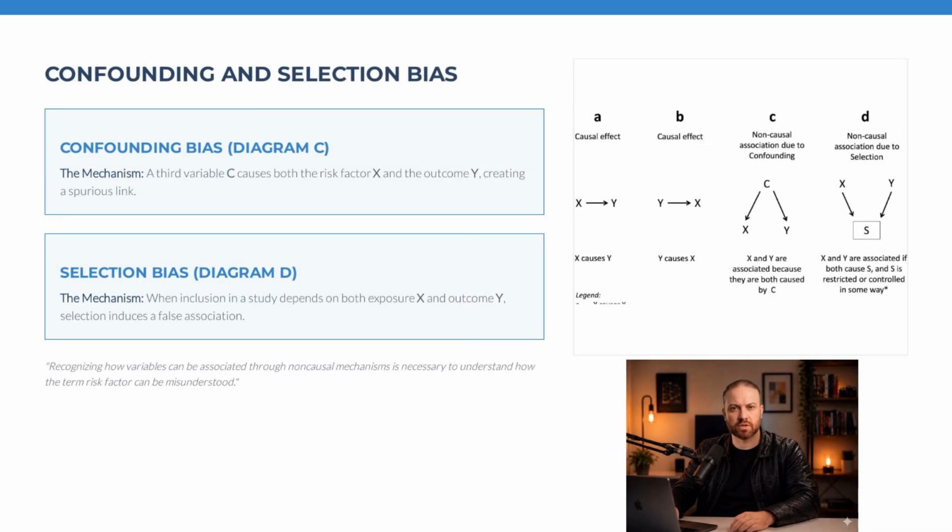Many associations in research are not causal. They can be explained by confounding, where a third variable influences both the exposure and the outcome, or by selection bias, where the way we select participants creates a false relationship. If we don't recognize these mechanisms, we may believe we found a cause when we actually found a coincidence.